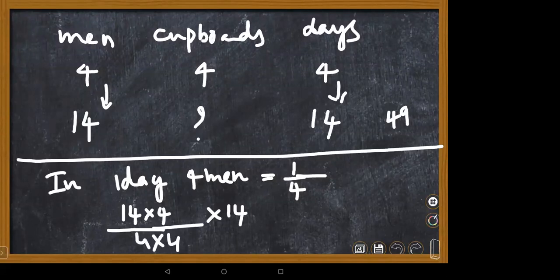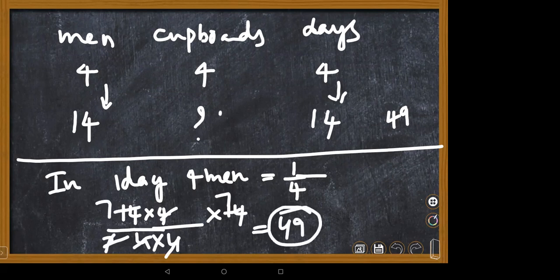Yes. So 14 into 4 into 14 is 784. So this is again 7 times. This is 7 sevens are 49. Absolutely correct, 49. 14 men make 49 cupboards in 14 days. Can you please help others? Can I tell which formula, ma'am? Yes, please, in a more easier way.